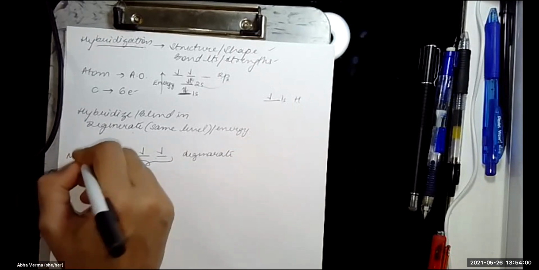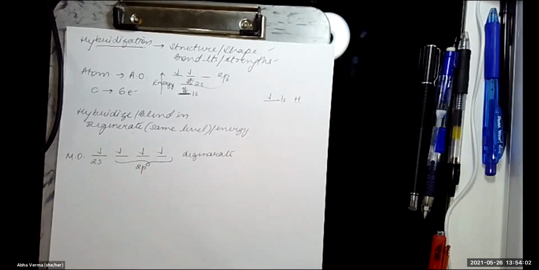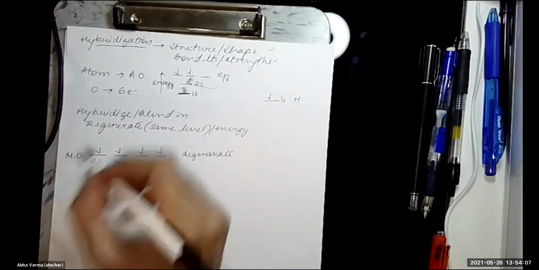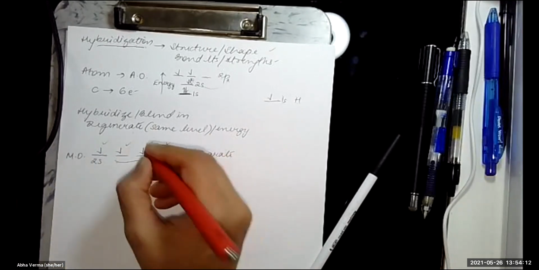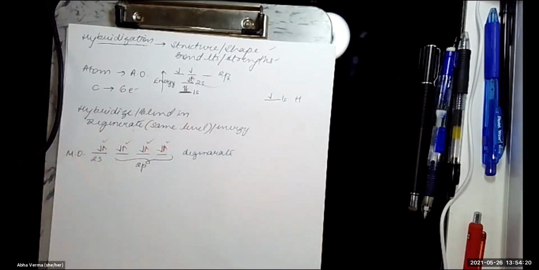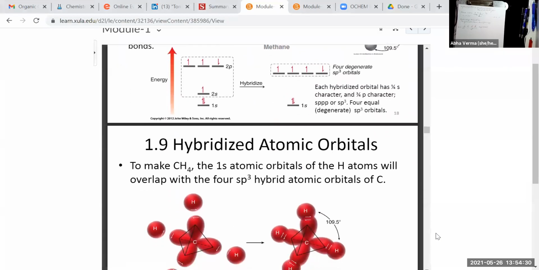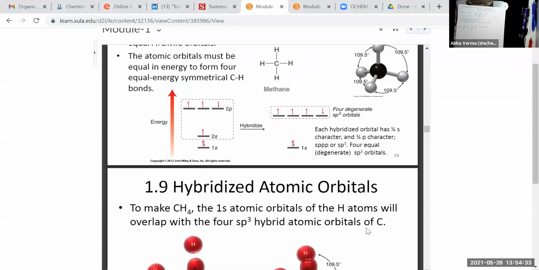These molecular orbitals will define how many bonds that carbon will have. So again, how many bonds can a carbon make? 1, 2, 3, 4. 1, 2, 3, 4. All these red are electrons from other atoms. Any questions so far? So this is the degeneration of your sp3 orbitals.